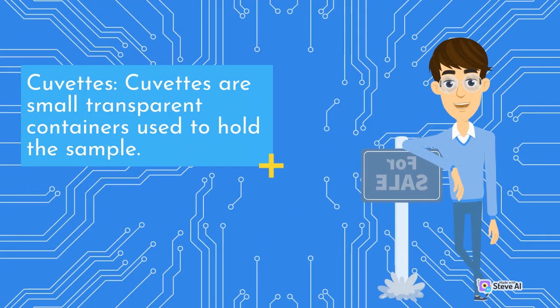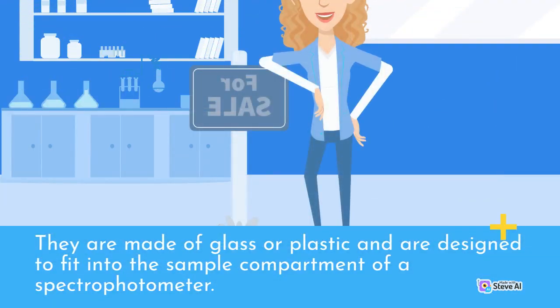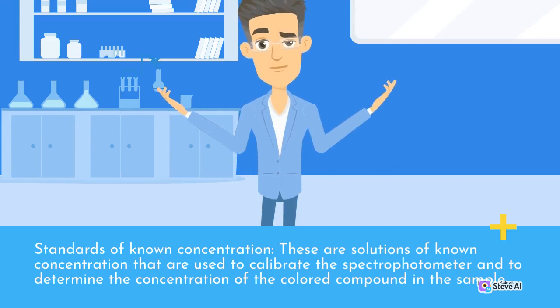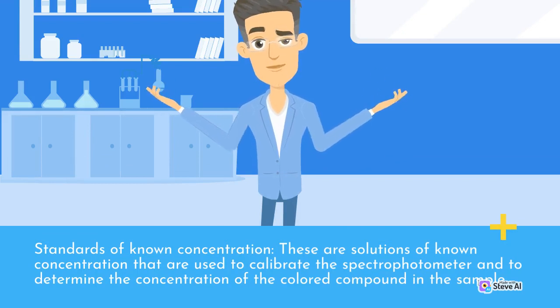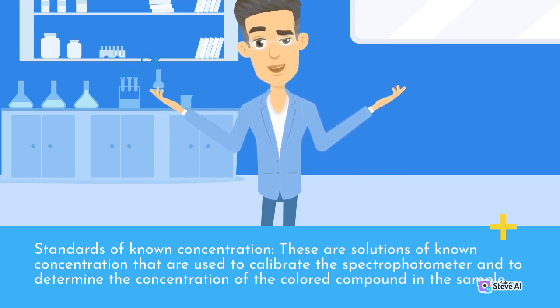Cuvettes. Cuvettes are small transparent containers used to hold the sample. They are made of glass or plastic and are designed to fit into the sample compartment of a spectrophotometer. Standards of known concentration. These are solutions of known concentration that are used to calibrate the spectrophotometer and to determine the concentration of the colored compound in the sample.